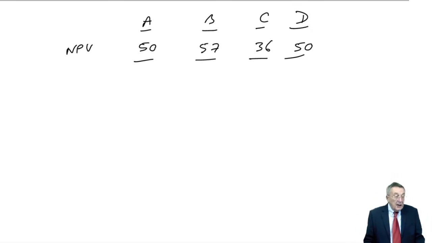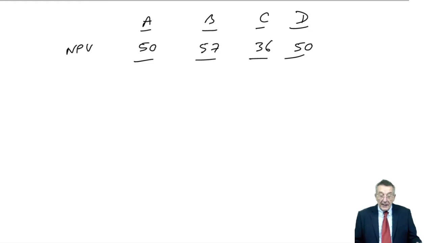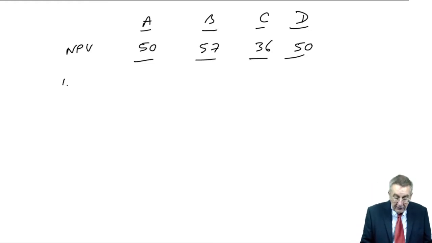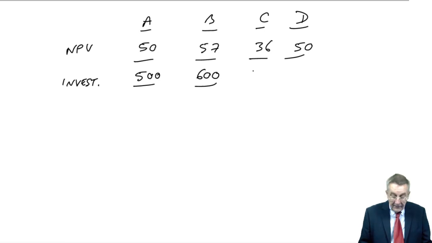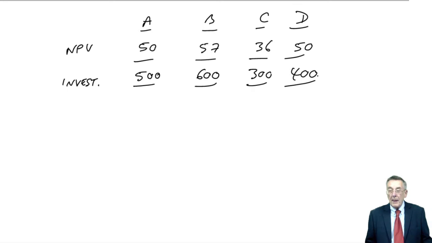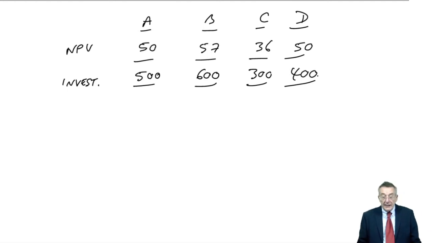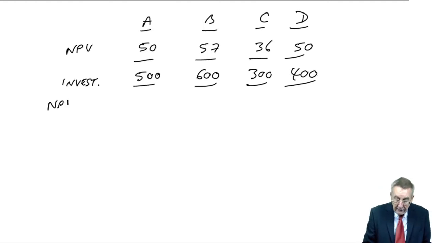What's limited? Well, it's the capital available at time 0 that's limited. So the investment required: A needs 500, B needs 600, C 300, D 400. And we calculate the net present value per dollar invested.